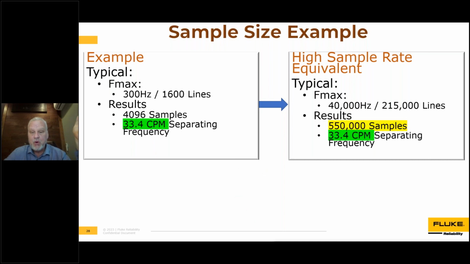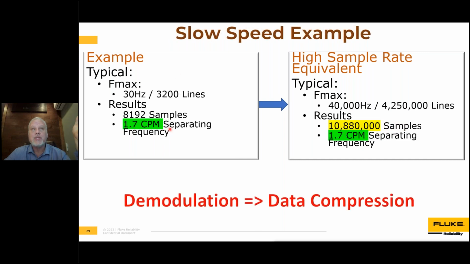Let me give you one more example of this, but in a lower frequency. In this case, we're doing a 30 hertz sample on a slow speed machine, say a 60 RPM machine. We get a separating frequency, right? The resolution that we want to be able to see to resolve peaks, 1.7 CPM. If we do that at our max sampling rate, that gives us 10 million samples. So you can see we quickly get into needing a data compression methodology.